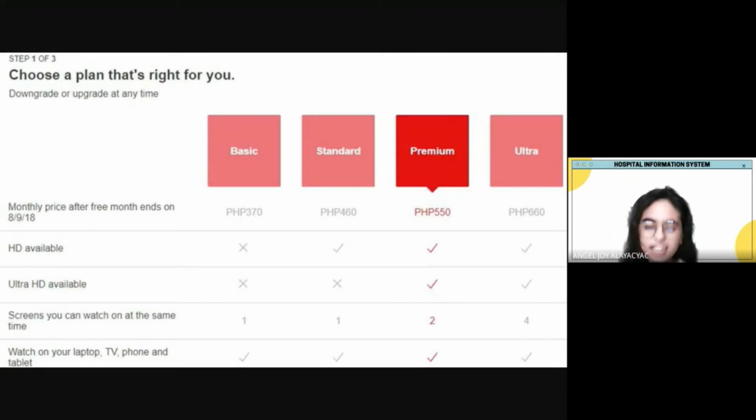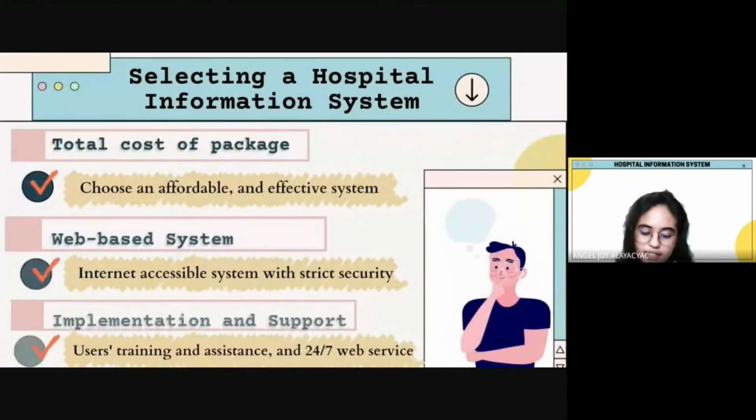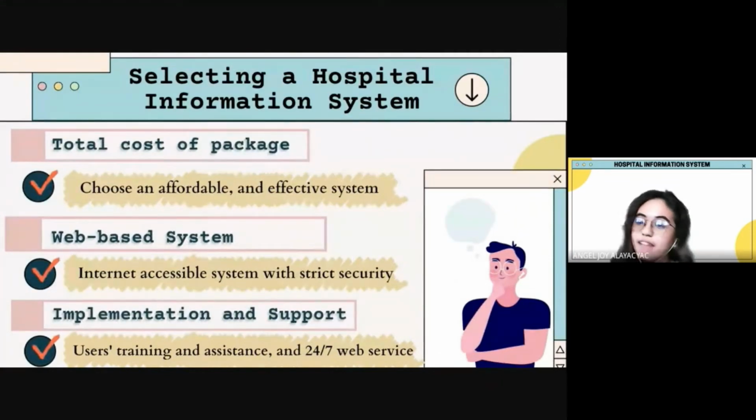So, HIS have varieties of sizes and budgets. So you as an administrative of the hospital, you should consider that the system that you are going to acquire is an affordable system and an effective system. Just like, for example, if you're going to have a maintenance per month of this system, make sure that you consider the financial aspect of your institution.